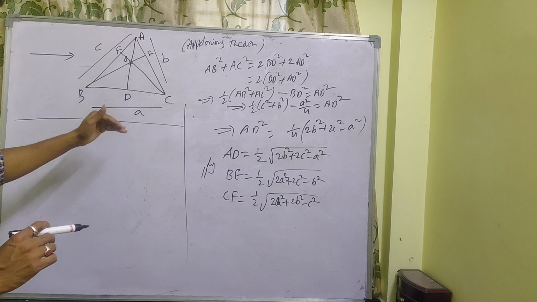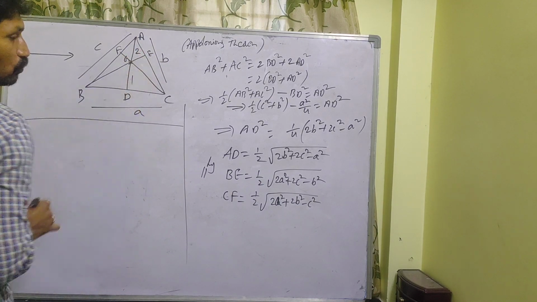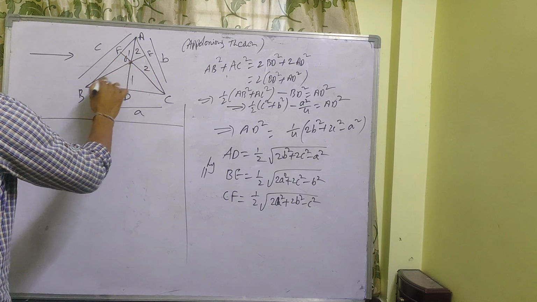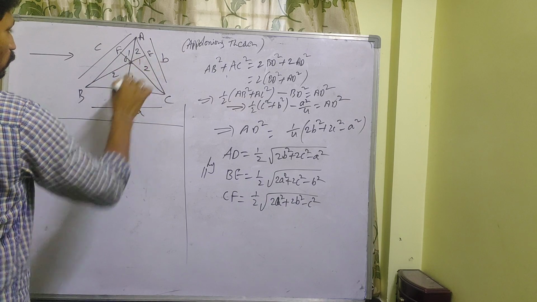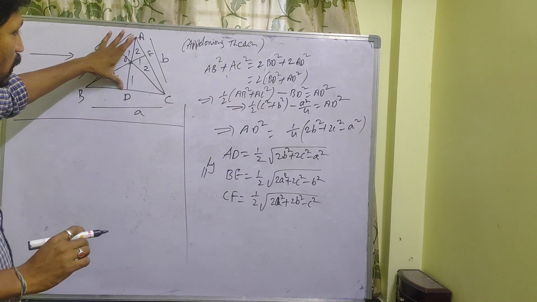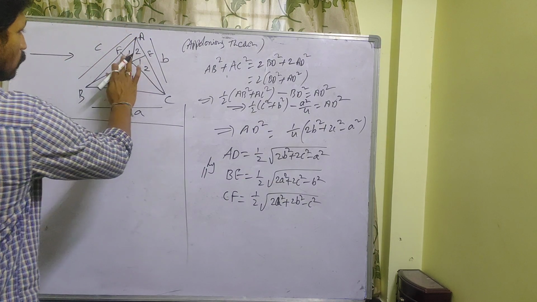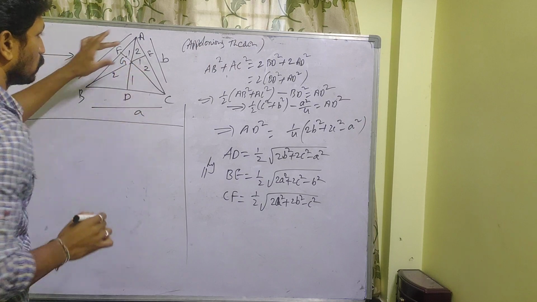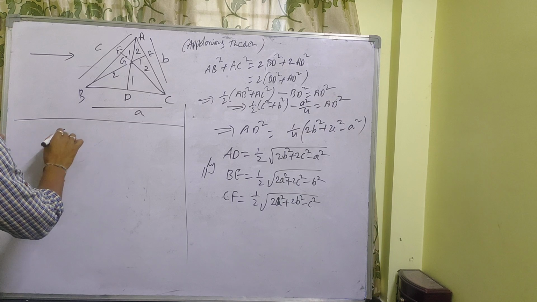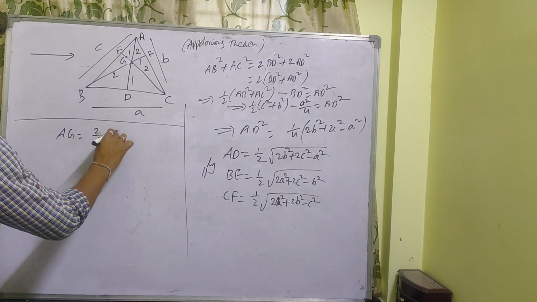And one more thing, you know very well, G divides AD in the ratio 2:1, G divides CF in the ratio 2:1, and G divides BE in the ratio 2:1. See, this AD is a total of 3 parts. Out of them AG is how many parts? Two parts, out of three parts, 2 plus 1 is 3. So what can you write? See here, AG is equal to 2/3 of AD.